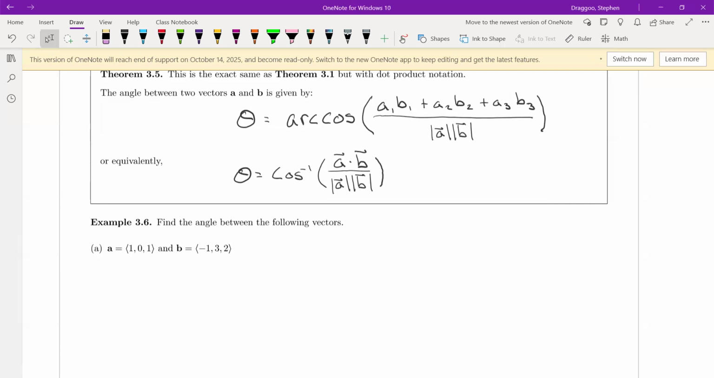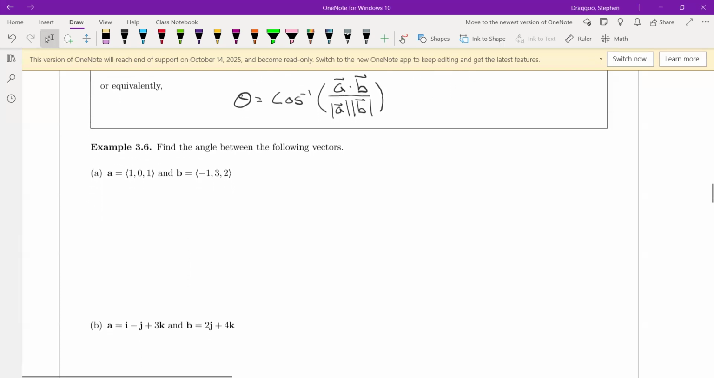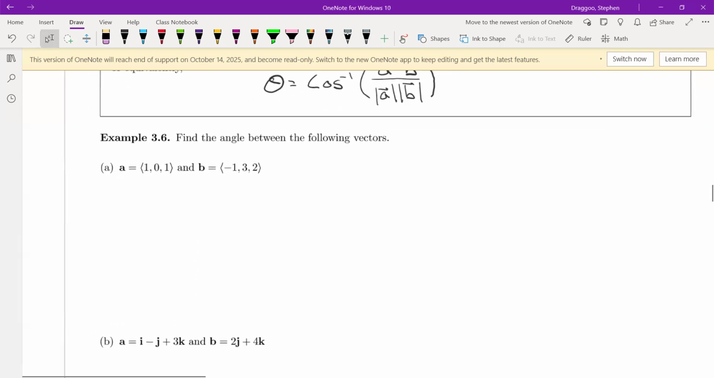So if we want to find the angle between a pair of vectors, why don't we go at that? I'll just want to take the dot product of A and B, which is 1 times -1 plus 0 times 3 plus 1 times 2. And I'm pretty sure that's 1. I think even I can add those numbers together.